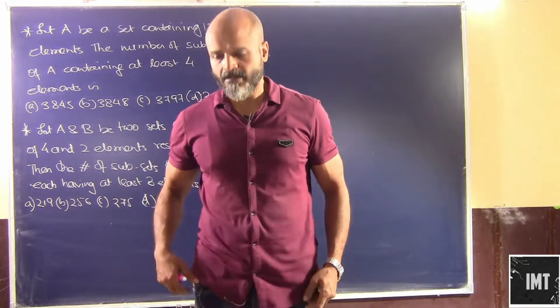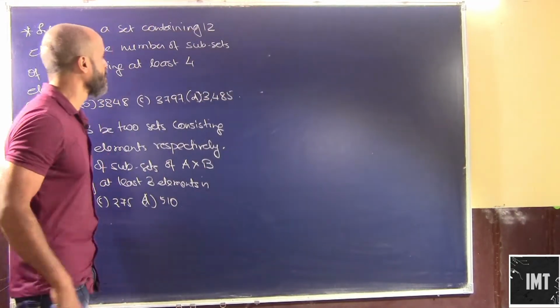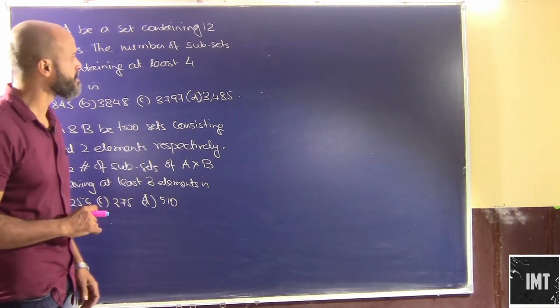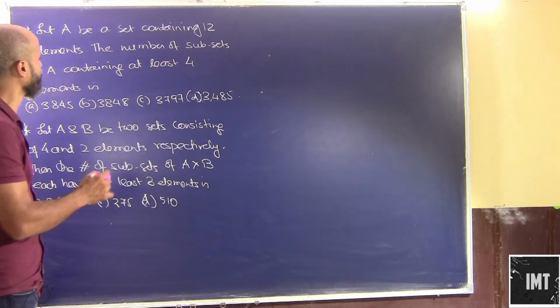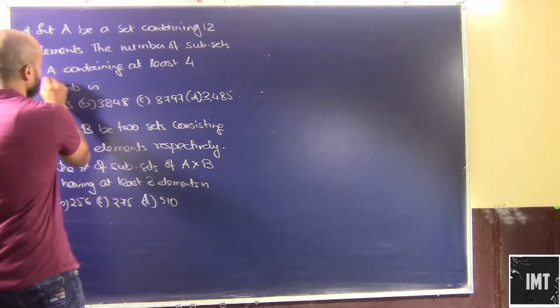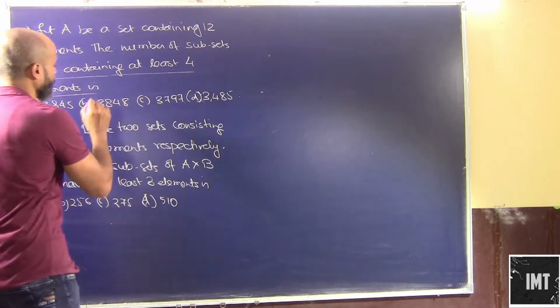Alright people, so we will continue with more problems on permutations and combinations. Let A be a set of 12 elements. The number of subsets of A containing at least 4 elements.